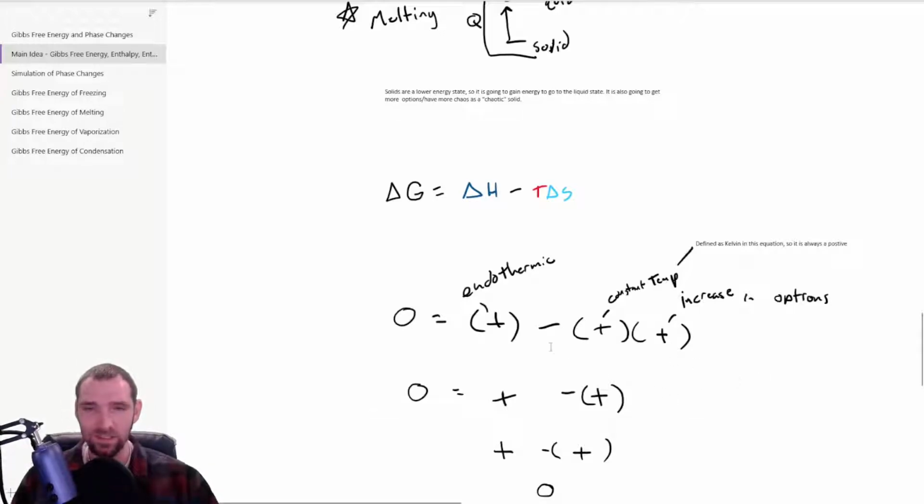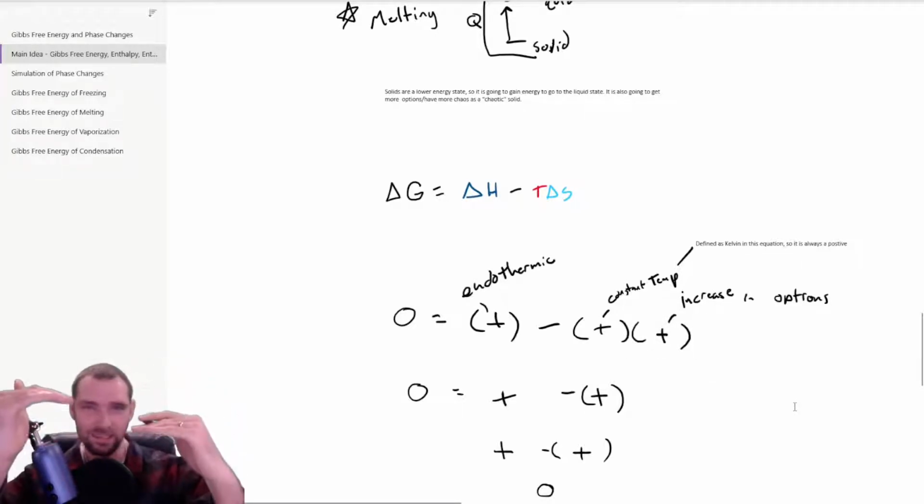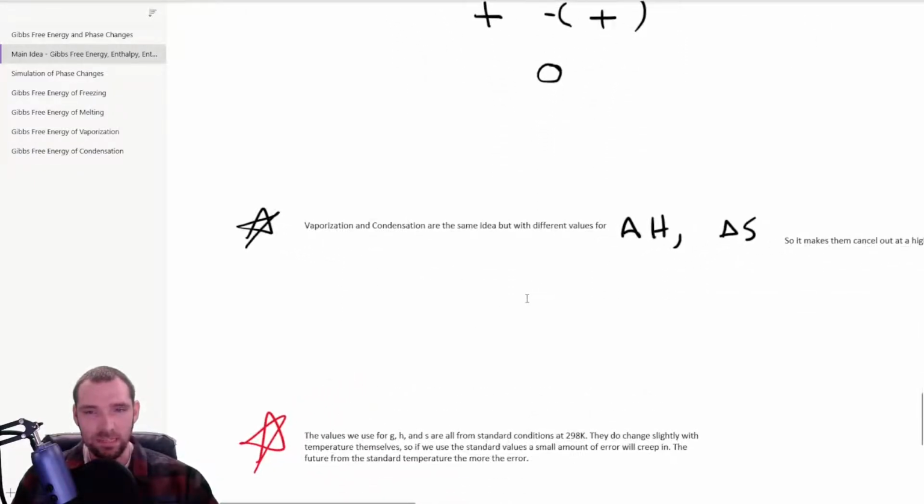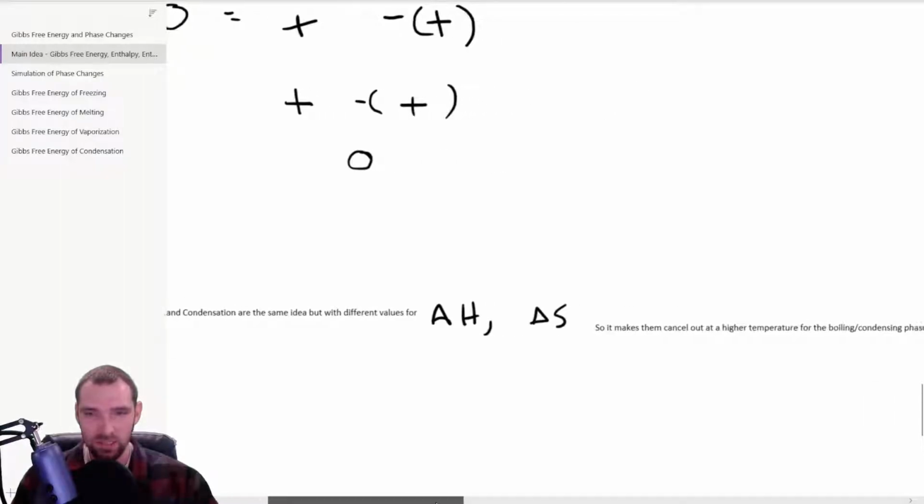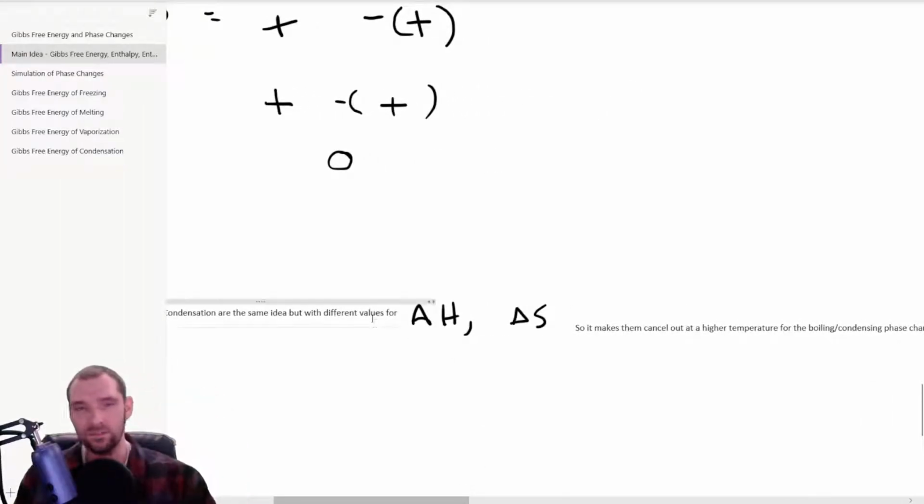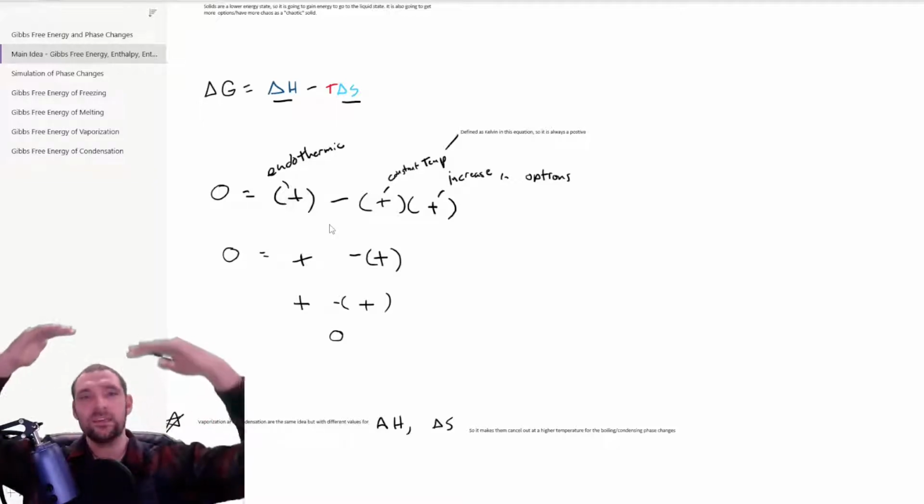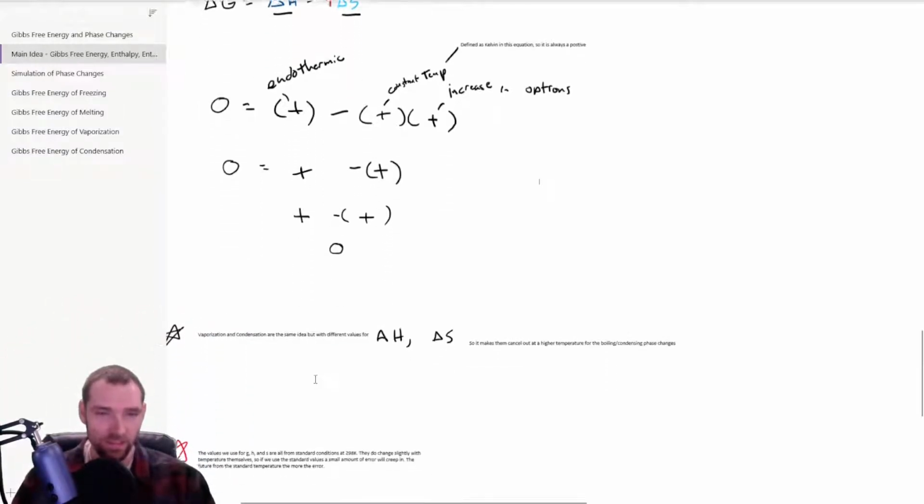So you can think about these two things as: this is making it less spontaneous, but this is making it more spontaneous. And at this temperature, they cancel out and give you 0. And vaporization and condensation are the same idea, but they've got different values of change in H and change in S. So if you've changed the numbers that you're working with, then you're going to need a different T to get to a Gibbs free energy of 0. So vaporization and condensation have different values that are going to balance out at a higher point. You can think about it like that in a sense.